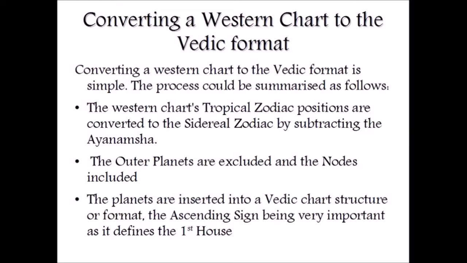So the process is that one starts with converting the Western chart's tropical zodiac positions to the sidereal zodiac by subtracting the Ayanamsha. Now, we're going to go into what that is more specifically, but as a rough and ready way of doing it, one subtracts about 23 degrees from a Western tropical chart, or the tropical zodiac positions in a Western chart, to get the Vedic positions.